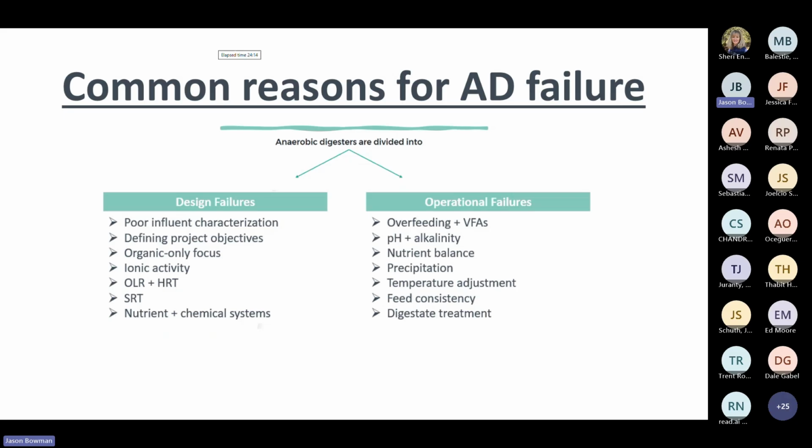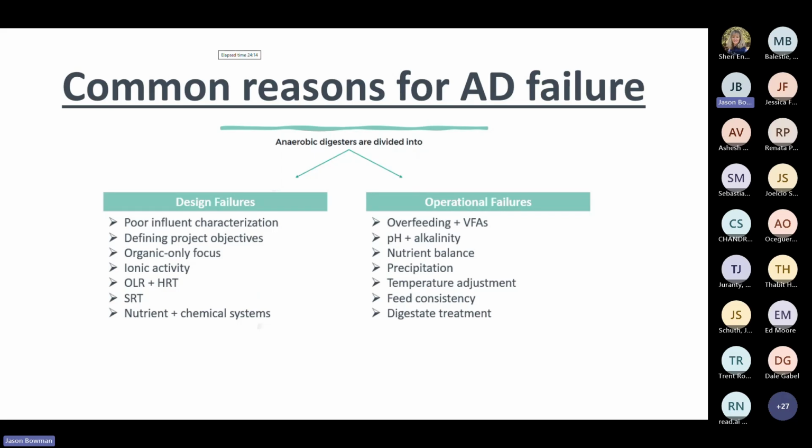So to finish outlining the most common design failures, we have organic-only focus. So basically thinking only of the part of the waste that generates biogas and ignoring the other contaminant loads like the nitrogen or the ionic activity. When we talk about ionic activity, we're basically ignoring the potential impact of dissolved salts, solids, and molecules that will essentially combine and/or precipitate under reaction inside of these reactors.